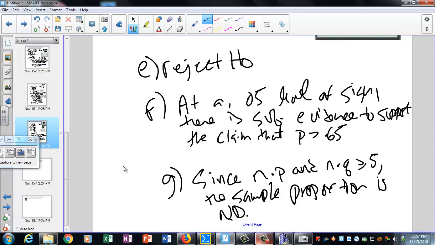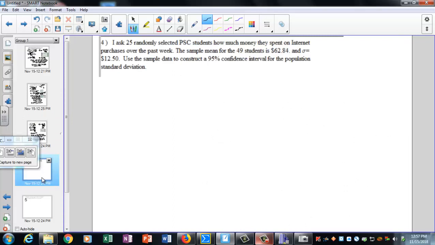Number 4, what's the difference between 25 students and 49 students? I thought we weren't using the numbers. It was supposed to be 49. Instead of 25? Yeah, it's supposed to be 49. I changed it without changing it. So it worked well.